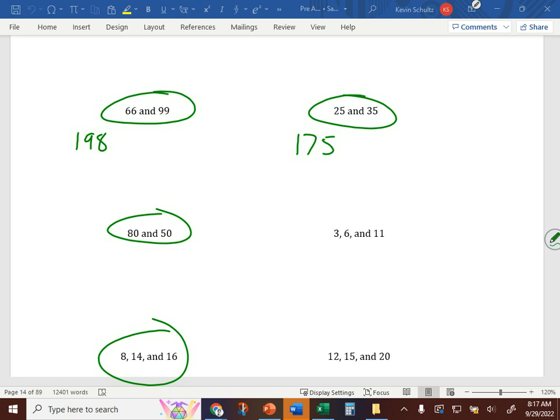$80 and $50? Anyone want to share what they got for that one? 400. 400? Anything to talk about there?